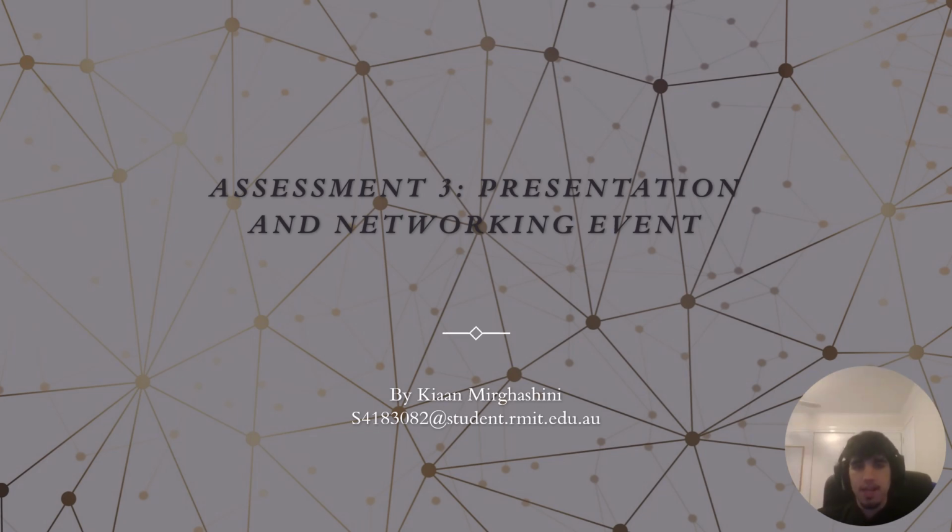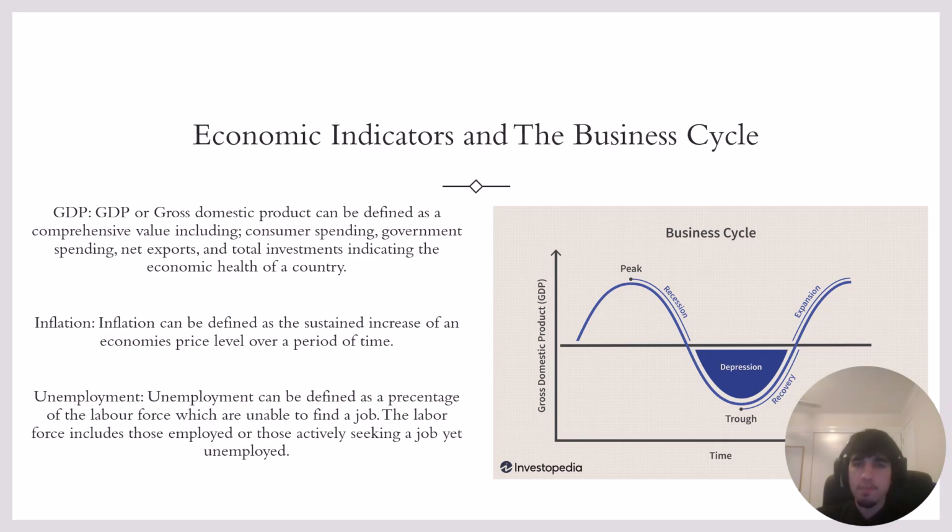My name is Kiaan. Today I will speak on some economical factors we may need to consider as a business. The three primary indicators of the economy are closely connected to and influence the business cycle. The business cycle is a chart that represents the rise and fall of an economy through its peaks and troughs. Since each of these indicators reflects the economy's health, they can help pinpoint the current phase of the business cycle.